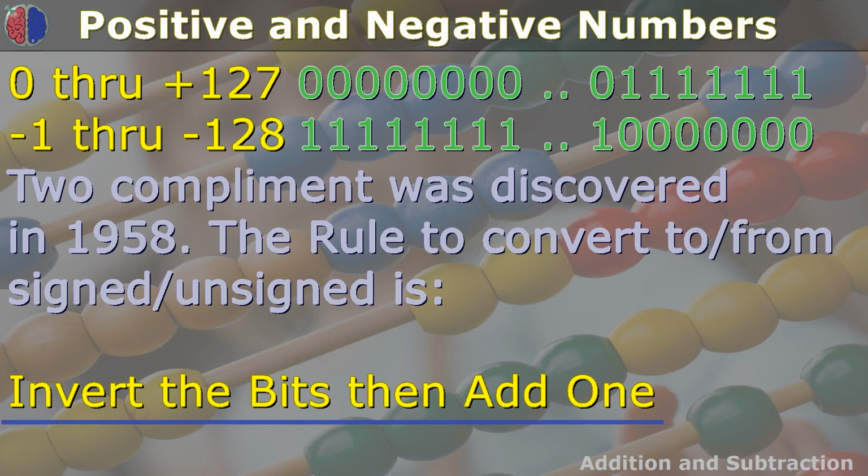Well, here's a memory peg that you should know, that 2's complement was discovered in 1958. That's amazing by itself. The second amazing thing is there's a rule to convert to and from signed and unsigned, and it's this: invert the bits and then add 1. It's that simple. You should remember this. Invert the bits. All the 1s become 0s and all the 0s become 1s. That's inverting the bits. And then you add 1 to that number. And that'll convert you from positive to negative numbers. Let's see how this works.